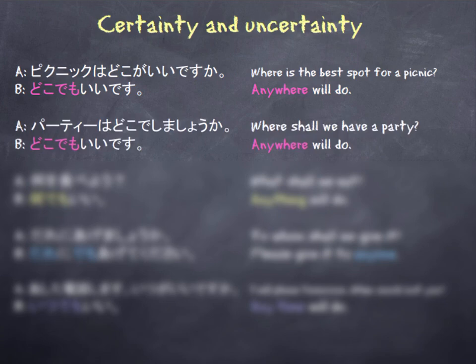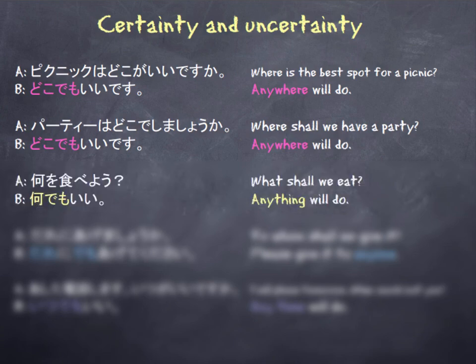In our second example, where shall we have a party? パーティーはどこでしましょうか? And again, どこでもいいです is a perfectly acceptable response. In our third example, what shall we eat? 何を食べよう? So we have our verb 食べましょう in its casual form 食べよう. And in this case, our response is 何でもいい. Anything will do.